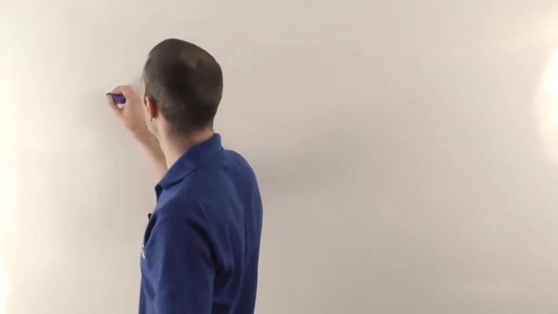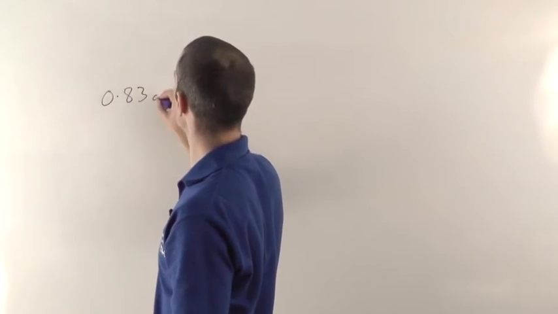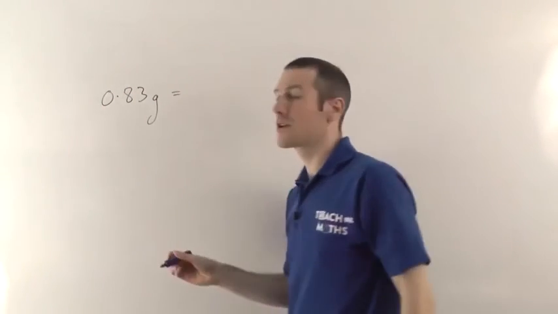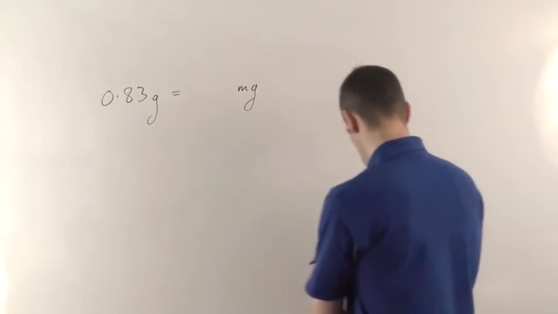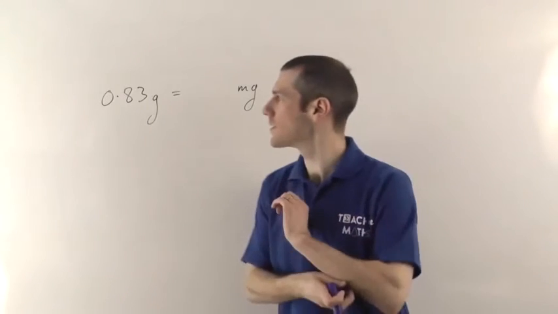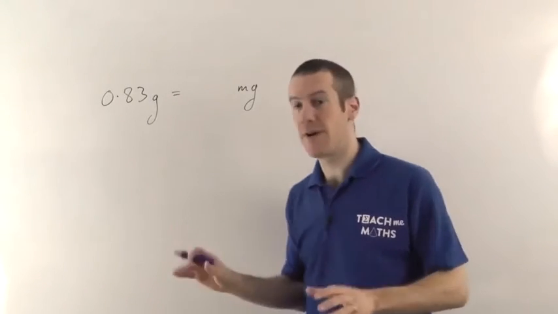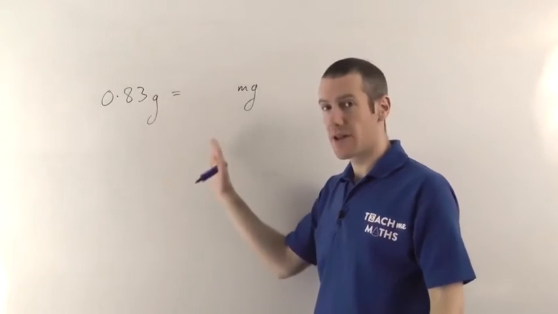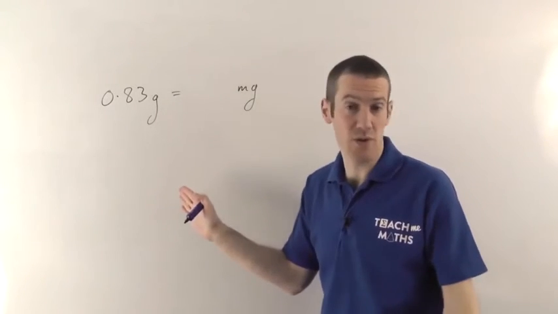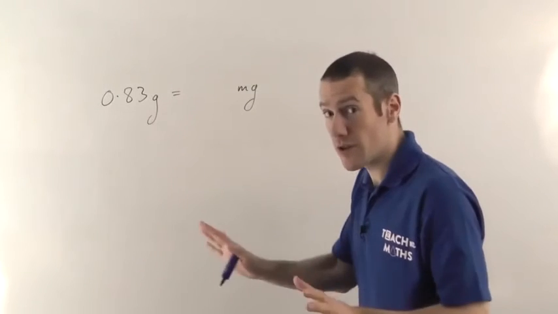So if we have 0.83 grams, and this time we're going to convert that into milligrams. So some people don't always like the common sense approach. That's fine. This is another way you can do it. So again, you just multiply or divide by the conversion factor, and you just have to work out which way. Is it multiply? Is it divide? There were no other options.